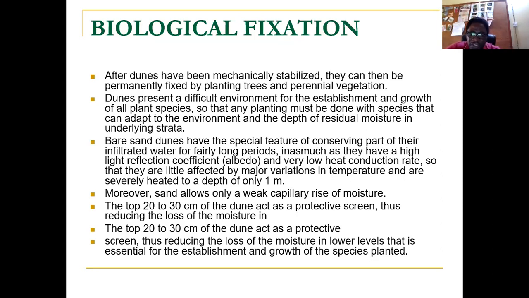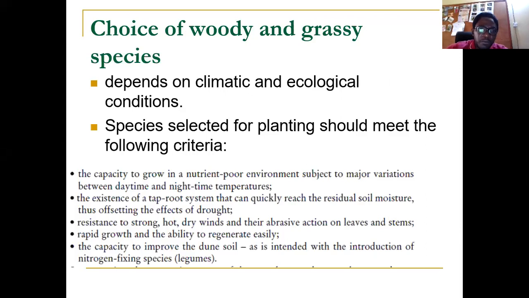Bare sand dunes have the special feature of conserving parts of their water for long periods of time because they have a high light reflection coefficient. So they reflect most of the light and don't absorb the heat. And then they have a low heat conduction rate. So they are able to hold on to the water in lower parts of the system. So you can plant deep-rooted plants there, which will grow and then help you restore the place.